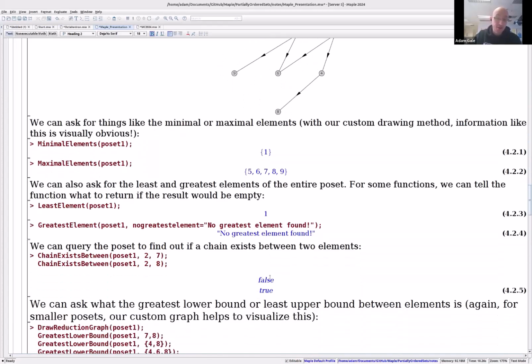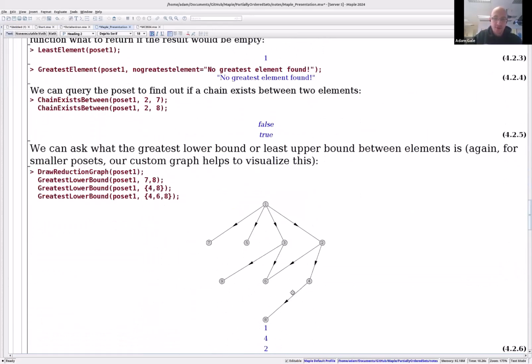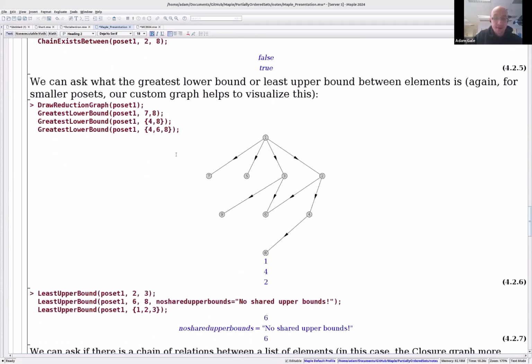We can also ask what the greatest lower bound or least upper bound between elements is. Again, for smaller posets, our custom graph helps to visualize this. So we can ask for the greatest lower bound between 7 and 8. If we look at 7 and 8, we see they're both connected via 1, so the function returns 1. We can choose 4, 6, and 8, and we can see that they are connected via 2.